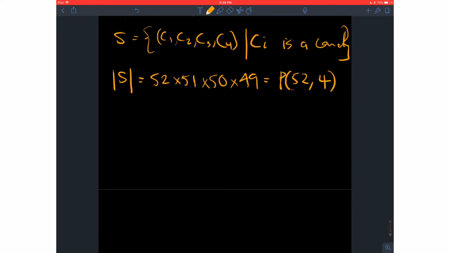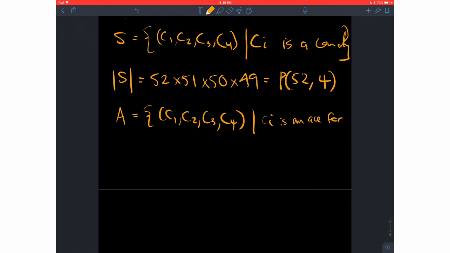So now let's define our event A. So again, we have C1, C2, C3, C4, such that Ci is an ace for i in 1, 2, 3, 4.